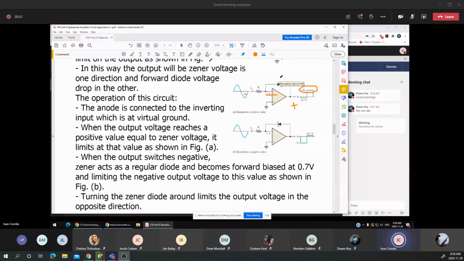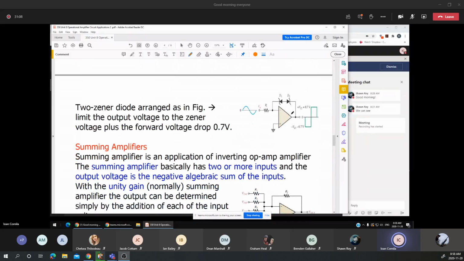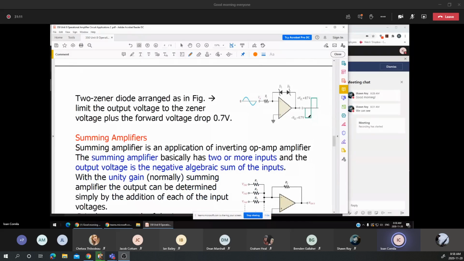Now, based on these two circuits, let's have a look at how the circuit will behave if I'm combining them, if I'm connecting those two diodes back to back. If the two diodes, D1 and D2, are connected back to back, the output voltage will be limited between two values, VZ2 plus 0.7 and negative VZ1 minus 0.7. Where is the 0.7 coming from?